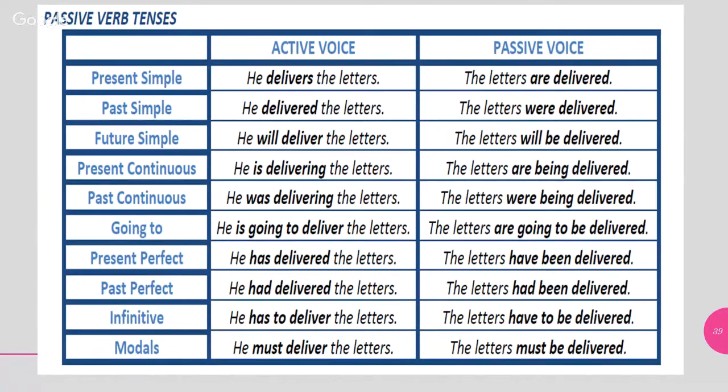Present perfect: He has delivered the letters. The letters have been delivered. Past perfect: He had delivered the letters. The letters had been delivered. Infinitive: He has to deliver the letters. The letters have to be delivered. Modals: He must deliver the letters. The letters must be delivered.